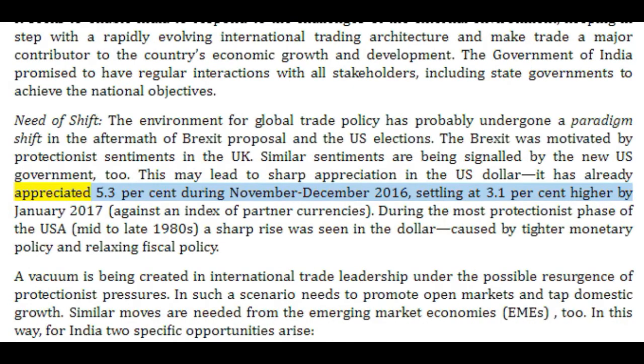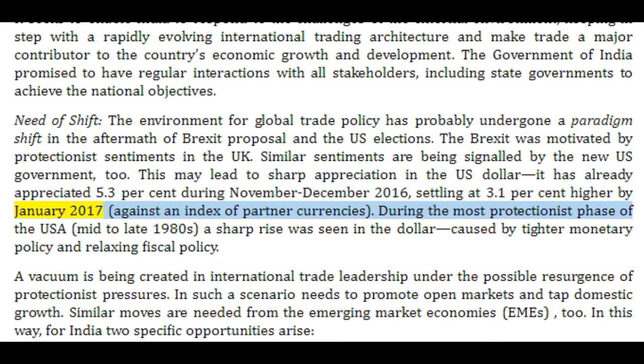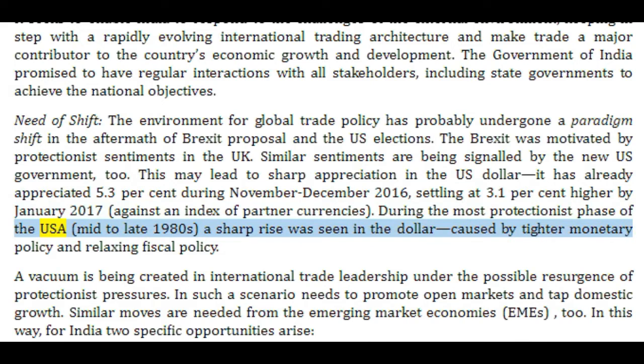It has already appreciated 5.3% during November to December 2016, settling at 3.1% higher by January 2017, against an index of partner currencies. During the most protectionist phase of the USA, mid to late 1980s, a sharp rise was seen in the dollar, caused by tighter monetary policy and relaxing fiscal policy.